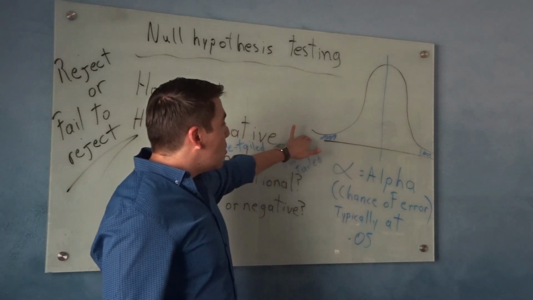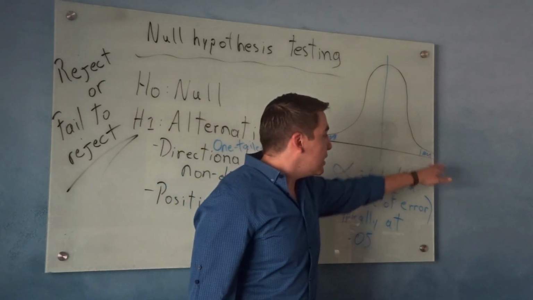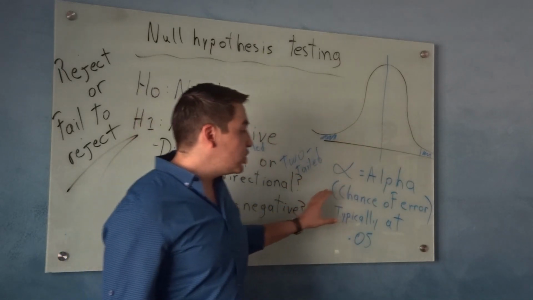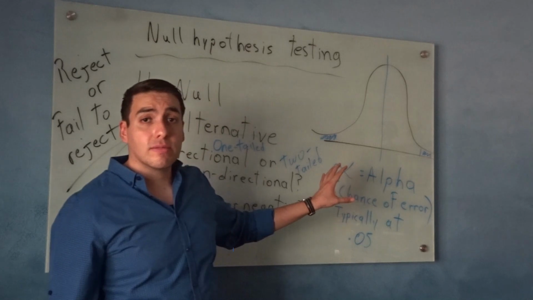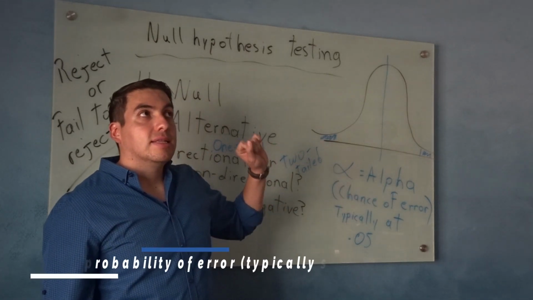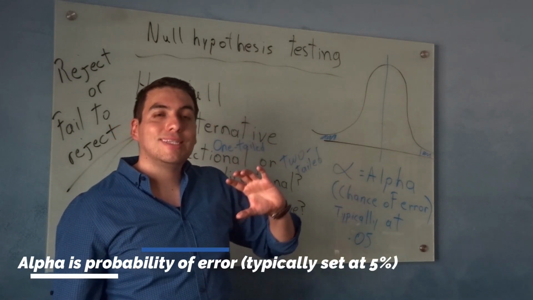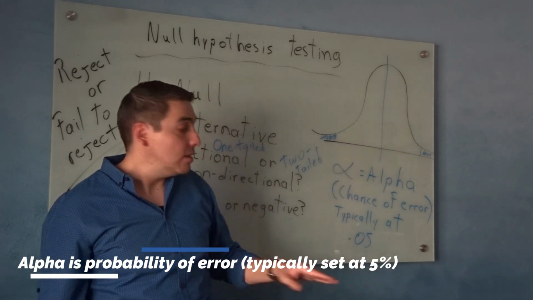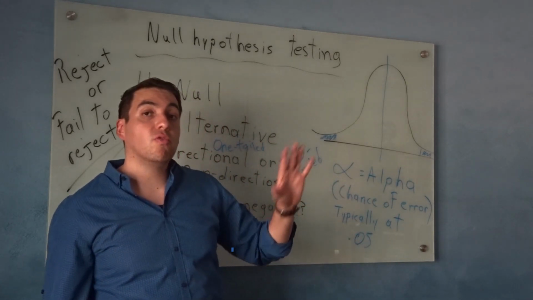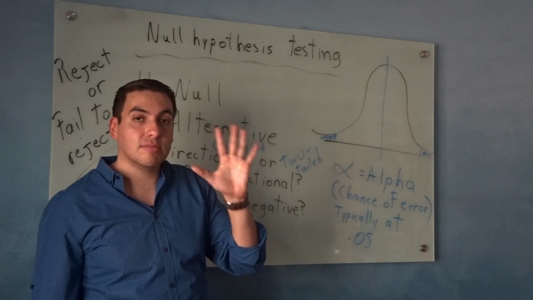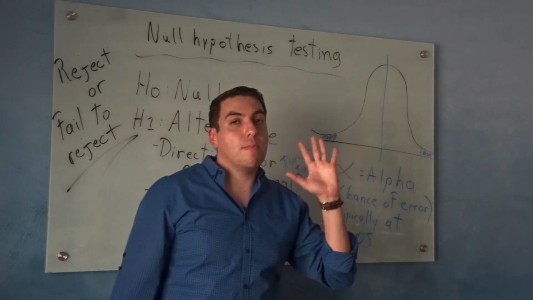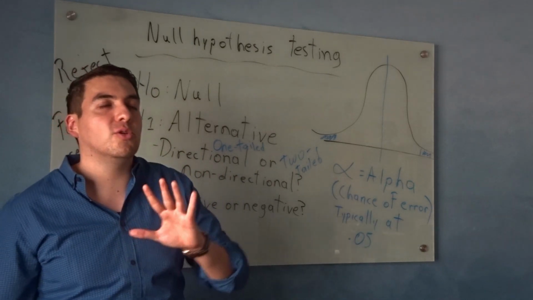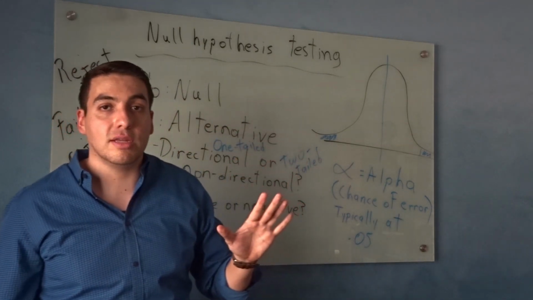What you see in the corners is called alpha. Alpha means chance or probability of error. You want to remember this as well. Chance of error, or probability of error, if you want to publish a study, should be at about 0.05, 5% chance of making a mistake. You don't want to go above that. I'm sorry, you can go below that, but you don't want to go above that, or nobody's going to publish your study.